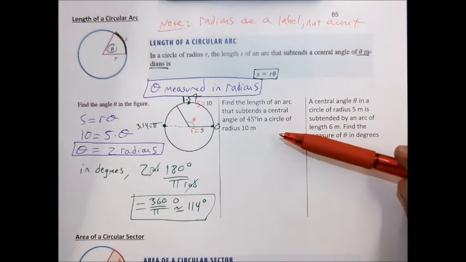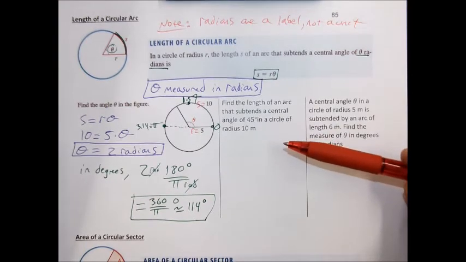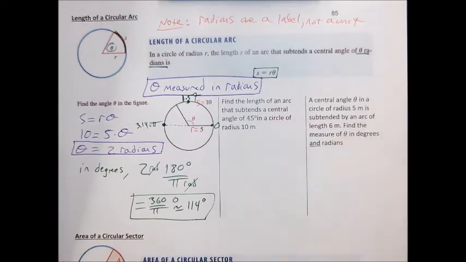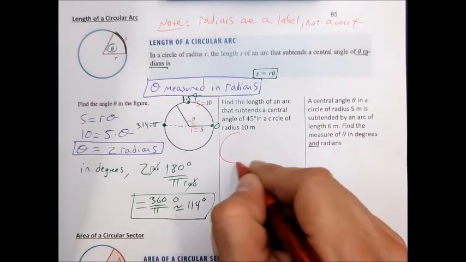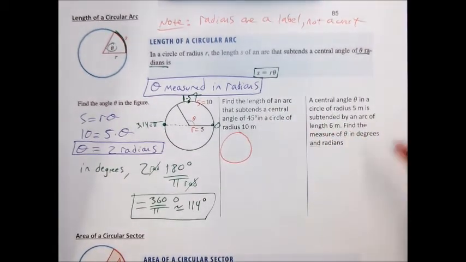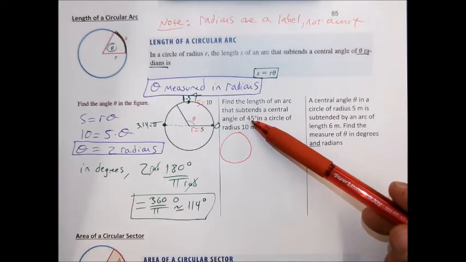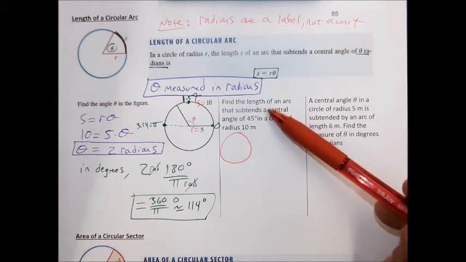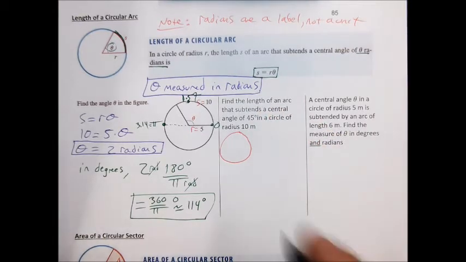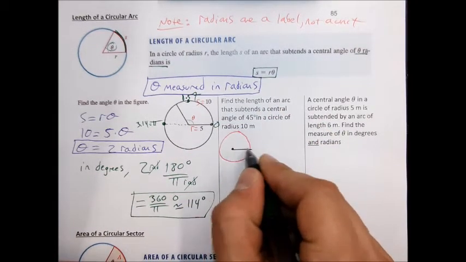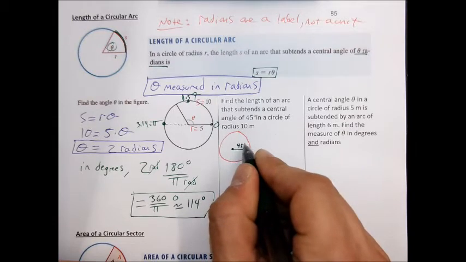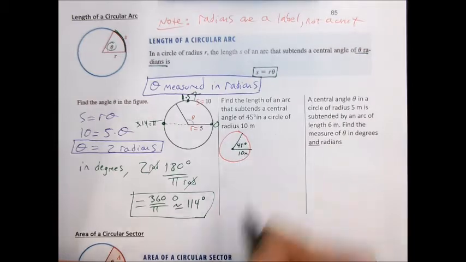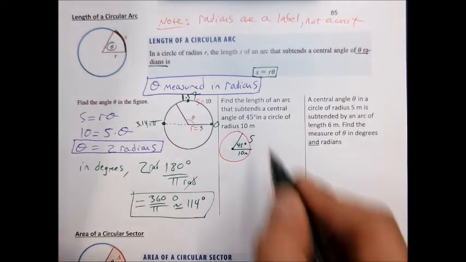The next one's also not bad, but we just need to do a little bit more thinking. This is the same kind of question, except we're not given a picture. So let's just draw the picture. If we have a circle like this, we're saying that the angle is 45 degrees and the radius is 10, and we want to find the length s. And so that would look like this then. Ten meters, and we want to figure out what s is.